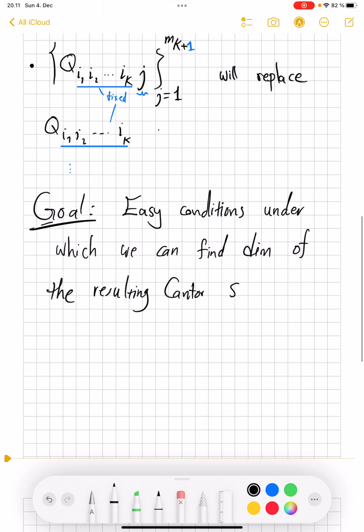And the resulting Cantor set isn't a hand-wavy thing. We can precisely say what it is. We will have the intersection of all steps, so you can go k from 1 to infinity. Because they are nested, it doesn't matter if you start at 0 or 1. And then this will be the union of all level k cubes.